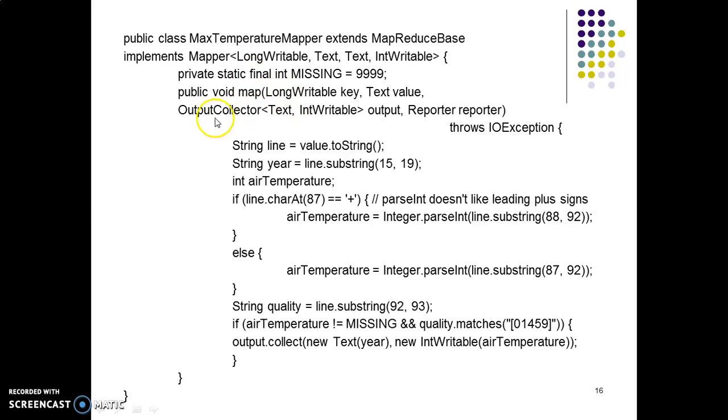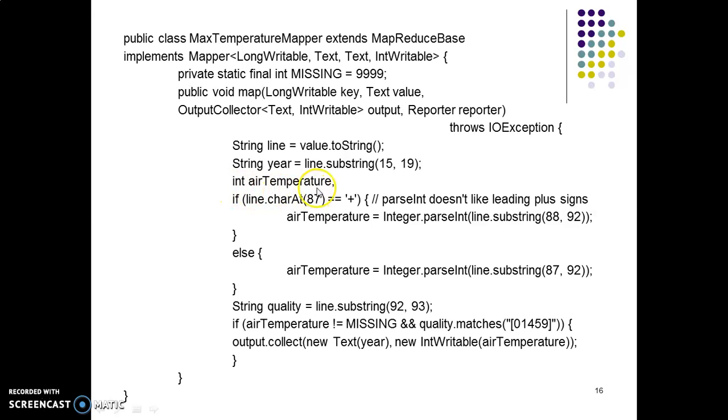Then we are making use of a map function called map, which is taken from the interface called Mapper. We use the parameters: the key, then the Text value, then the OutputCollector, which is a generic having Text and IntWritable, then the Reporter, and so on. These are the arguments passed to the map function. Inside it, we use line equals value.toString, so we are converting it to a string. Then for the year we get the substring 15 to 19, the places where the year is mentioned.